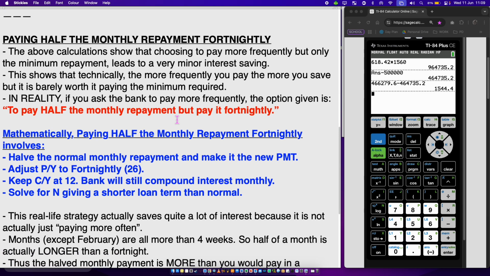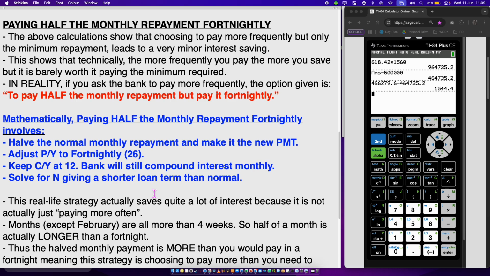Because in every month except February, how long is a month? Is it 4 weeks or is it a little more than 4 weeks? It's more than 4 weeks, slightly over. So if I choose to pay half of my monthly, I'm actually paying a little more than half of what it should be, because a month is slightly longer than 4 weeks, isn't it? Okay? So if you choose to pay half the monthly repayment fortnightly, what are you doing mathematically?